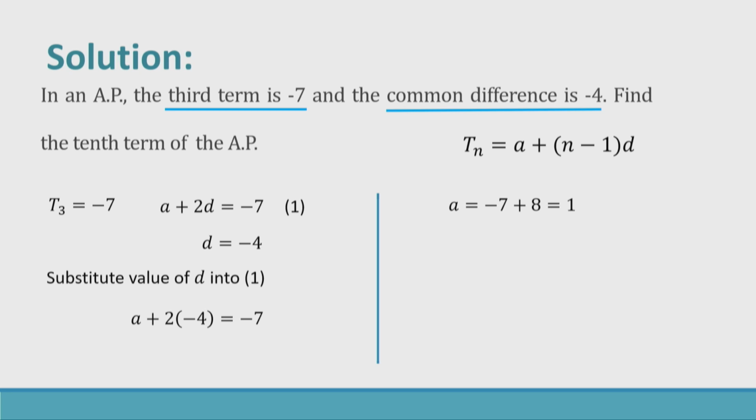Now I need to find T10. So T10 will be a plus 9d. I replace a by 1 and d by negative 4. This will give me negative 35. So T10 will be negative 35.